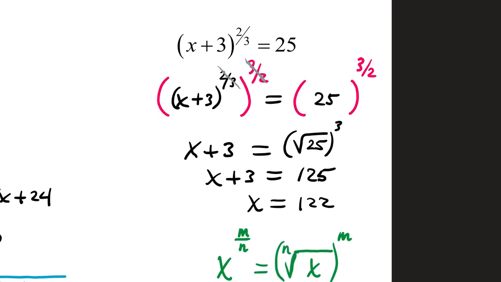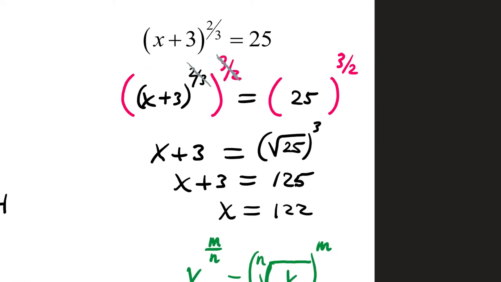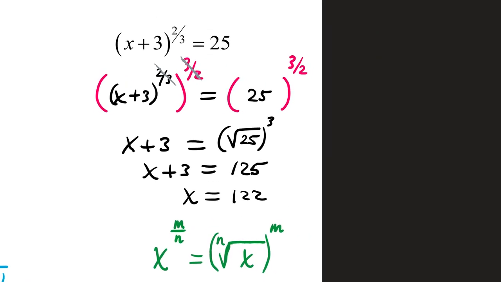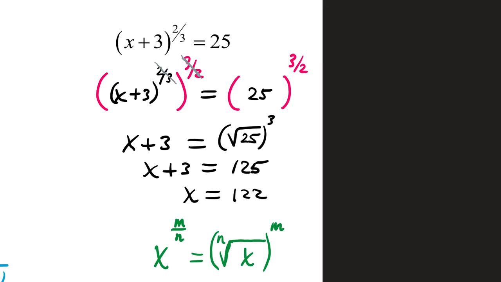Our other example, the last one on this slide, we have x plus 3 to the 2/3 is equal to 25. If you have a rational exponent, rational exponents can be translated to radicals. Whatever your fraction exponent is, the denominator is the root, and the numerator is the power you raise it to. So it's possible you can translate this to cube root of x plus 3 squared.